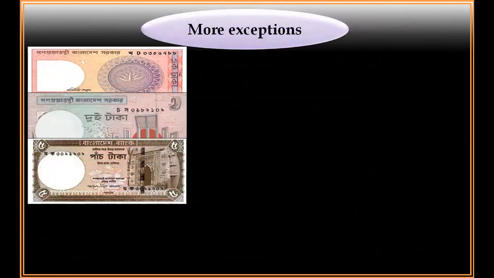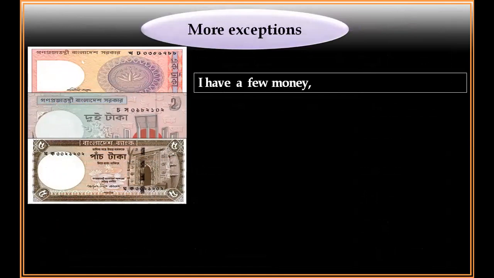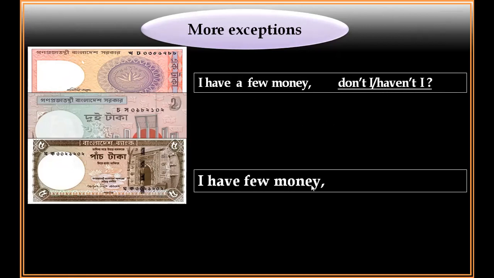More exceptions. Let's see. I have a few money. Here, a few is the affirmative word. That's why don't I or haven't I. I have few money. If you see only few, that will be negative. And if you see a few, that will be affirmative. So for few, you will write do I, as it is negative. Remember.